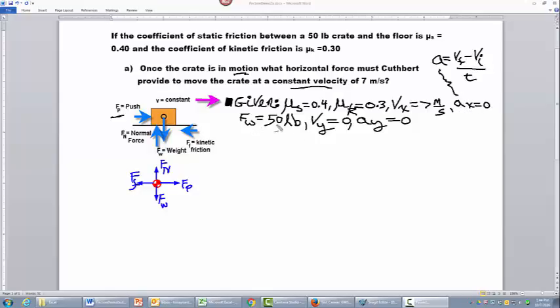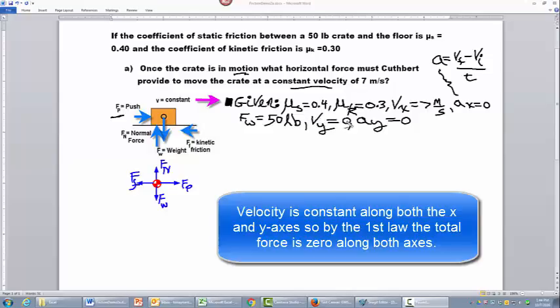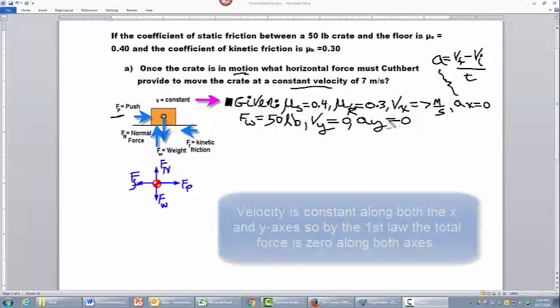The weight force is 50 pounds in magnitude. It acts downwards. Since the surface is horizontal, even though the crate is in motion horizontally, it is moving neither upwards nor downward. Therefore, the velocity along the y-axis is 0, which is a constant. It's at rest along the y-axis. And the acceleration along the y-axis is also 0.